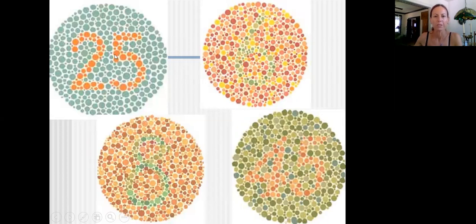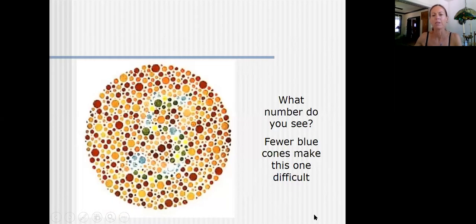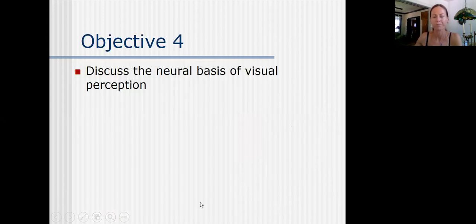So most people will be able to see 25, 6, 8, and 45 there. Some of these with red and green are more difficult, as you can see. Take a look at this one. We have relatively few blue cones, so this one becomes a little bit more difficult because the number there is in blue, but the number is 5.